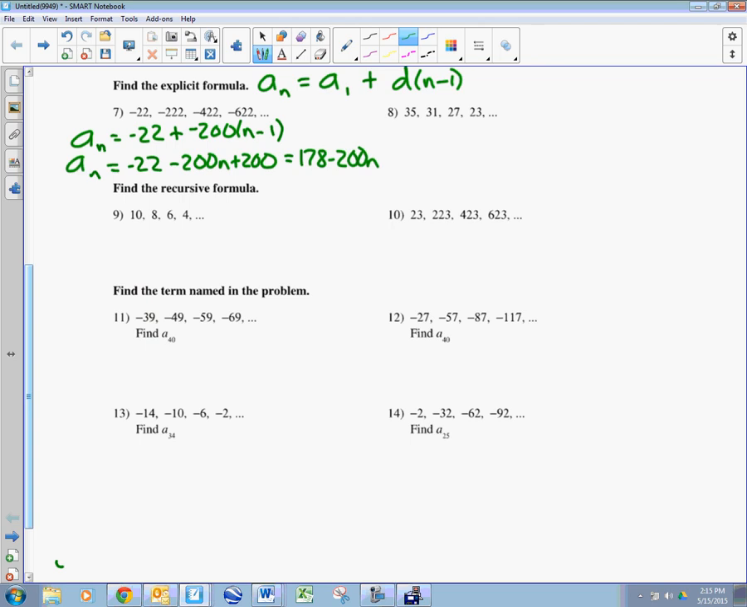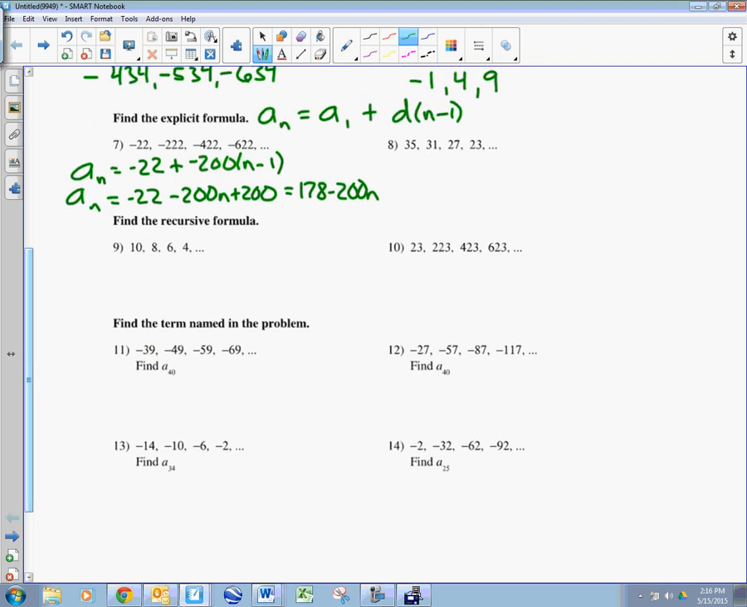Make sense? Do the next one. Go. Okay, a sub n is equal to 39 minus 4n. Is that what you had? All right, great. Let's move on to the next one.